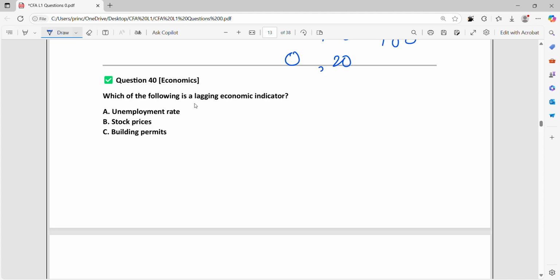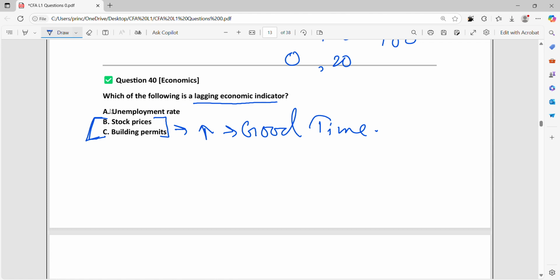Which of the following is a lagging economic indicator? First is unemployment rate, stock price and building permit. If the stock price and the building permit are increasing, we can say that we are going to have a good time in the upcoming future in the form of more job opportunity. If these both are going to increase, we can consider it as a good time. So these both are leading indicators. So the correct option is A, unemployment rate.